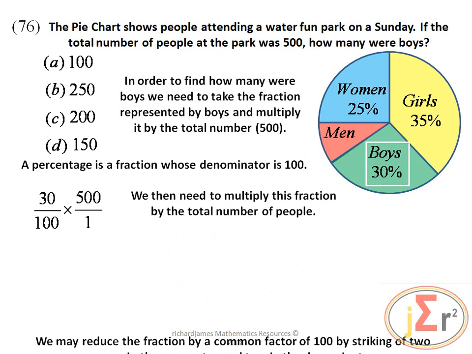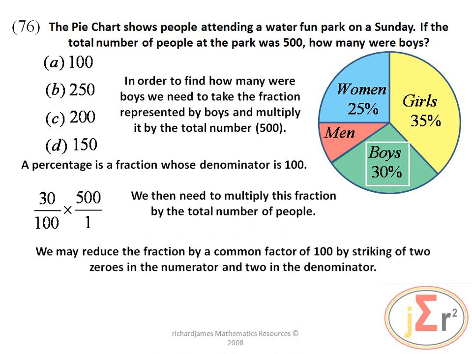500. We may reduce the fraction by a common factor of 100, and that is done simply by striking off 2 zeros in the numerator and 2 in the denominator. So, 30 multiplied by 5 is equal to 150. The correct answer is option D.